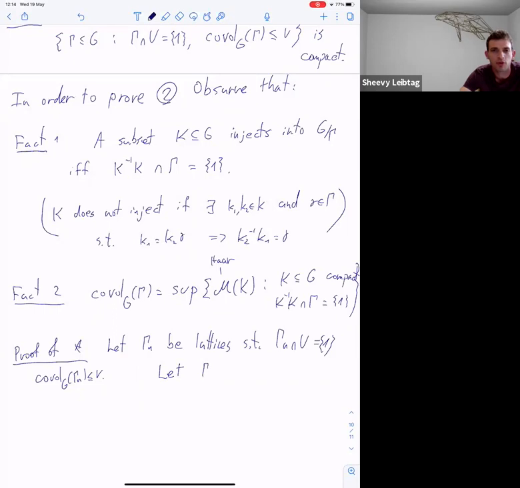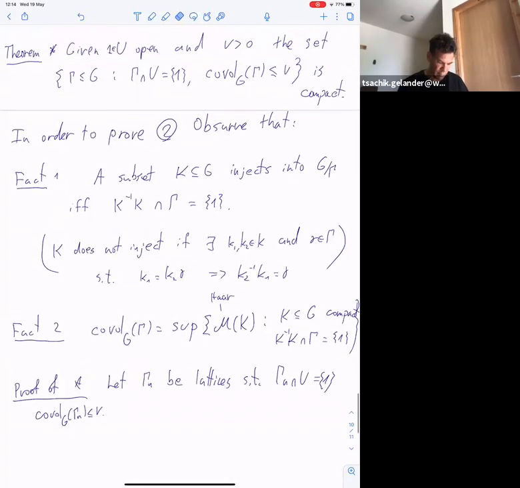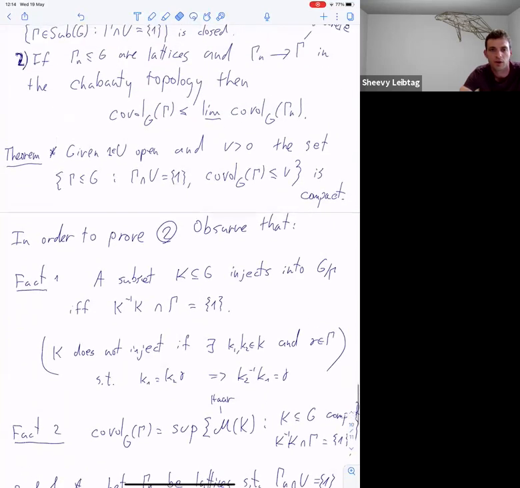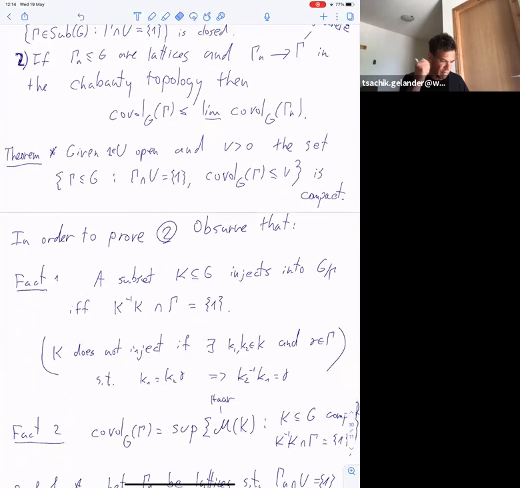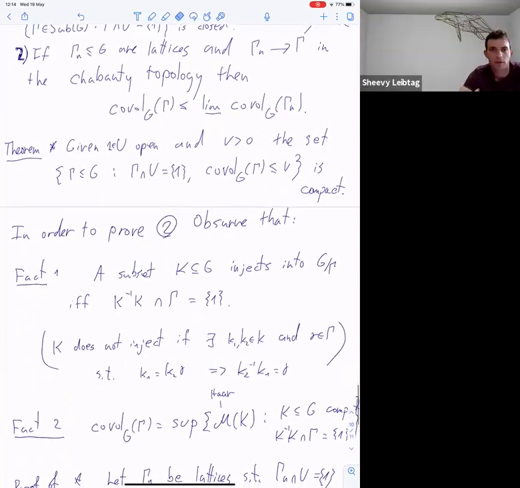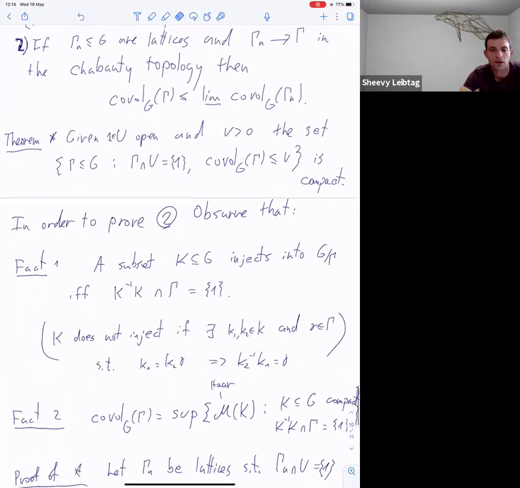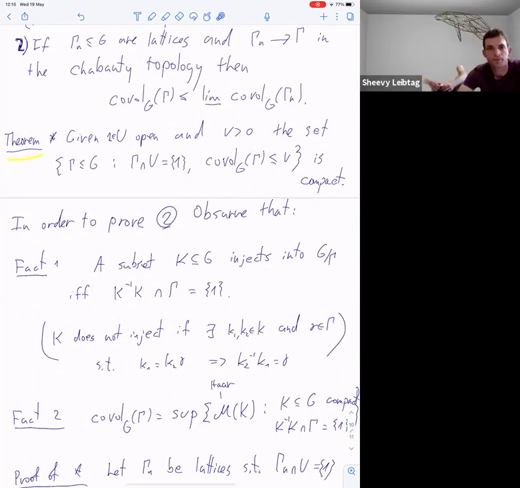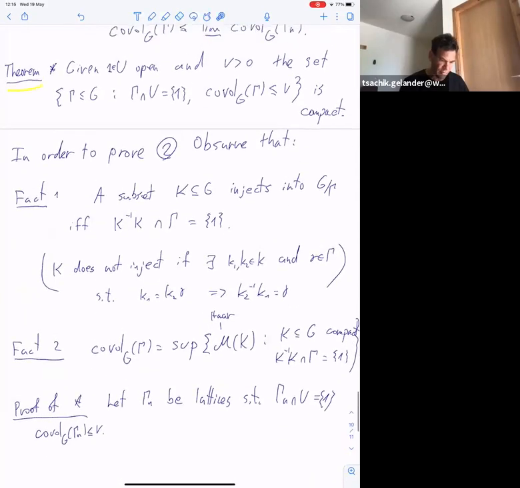Tsachik, what about proving number 2? What do you mean number 2? In order to prove 2, we had 2 facts, and now we're proving the corollary. Ah, okay. So it's enough to prove number 2, right? Yeah. It's the same proof. To prove the theorem and to prove number 2 is the same proof. Okay. Right.